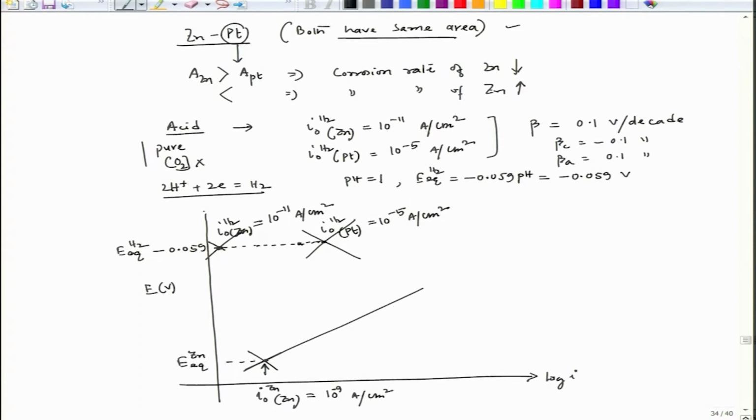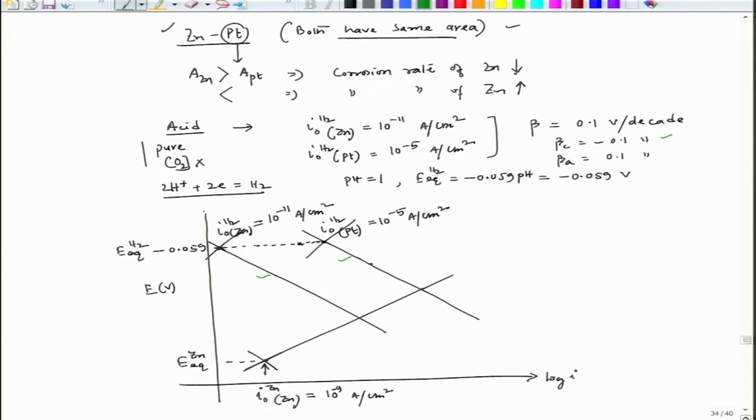So, this is for a situation where there is only zinc dipped in the acid, but when this couple is dipped in the acid, hydrogen evolution reaction also takes place on the platinum surface. Now, these two reactions, this one and this one, both have beta equal to 0.1 volt per decade, that means the cathodic Tafel slope, and they are parallel.